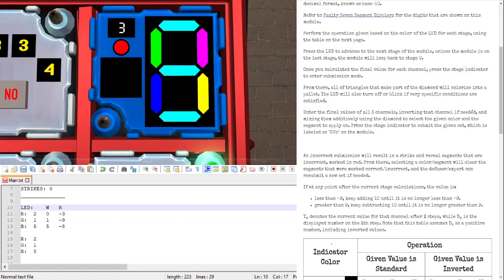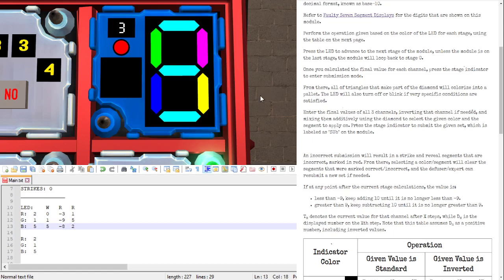Next stage is red. For red, we have a 1 again. Oh, actually, the first time, but yeah, it's the third one we had. For green, we have a 5, which is also the third 5 we have. And for blue, it's a 2. Surprise. Okay.